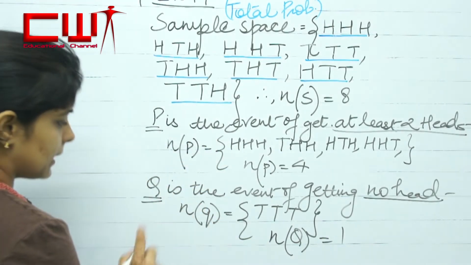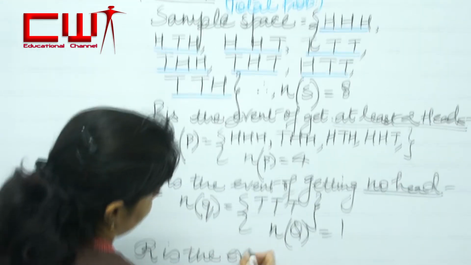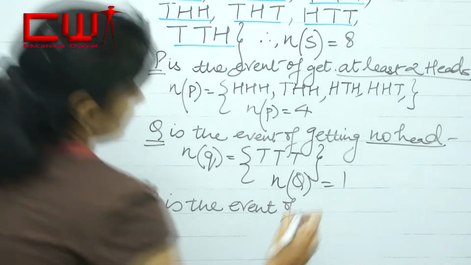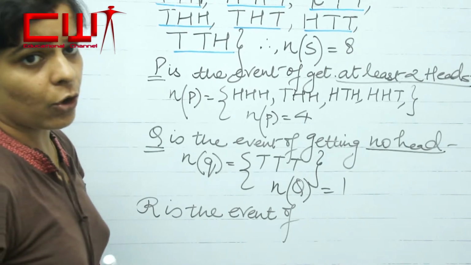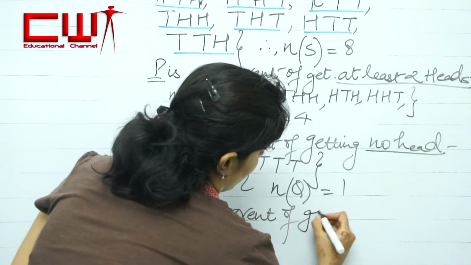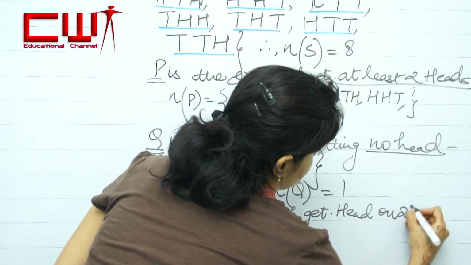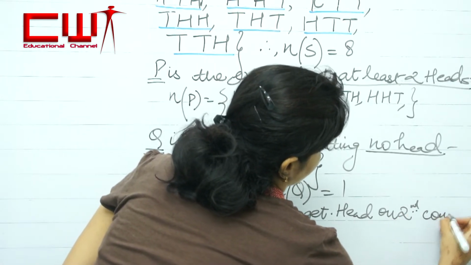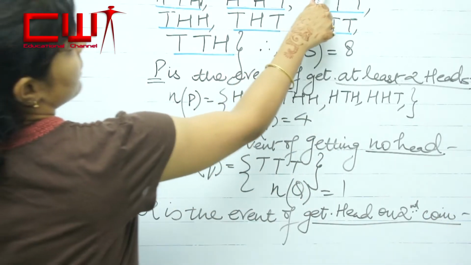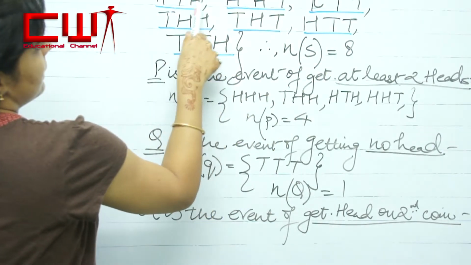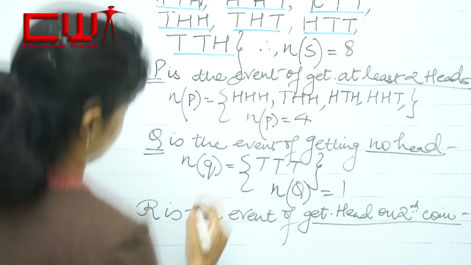This is Q. Third, they are asking R, the event of getting head on the second coin. This is P you solved, Q you solved. Getting head on the second coin. See, this is the first coin, second coin, third coin, first, second, third, and so on.